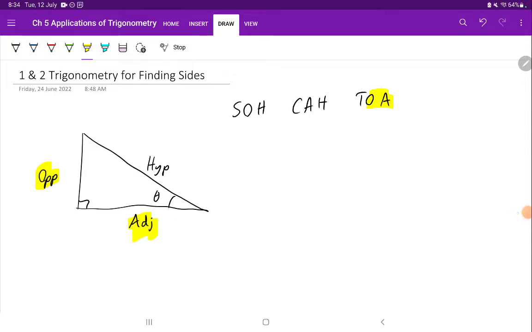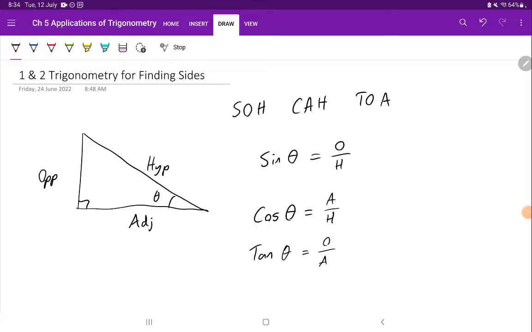In particular, the way we can write out all of these rules is that since it's S, it's sine of theta equals opposite over hypotenuse. For cos, it's cos of theta is equal to AH, so A over H. And for tan, T, tan theta equals O over A. These are the three rules that we're going to be playing with. Today we're just going to be looking at how to find sides. So let's look at a couple.